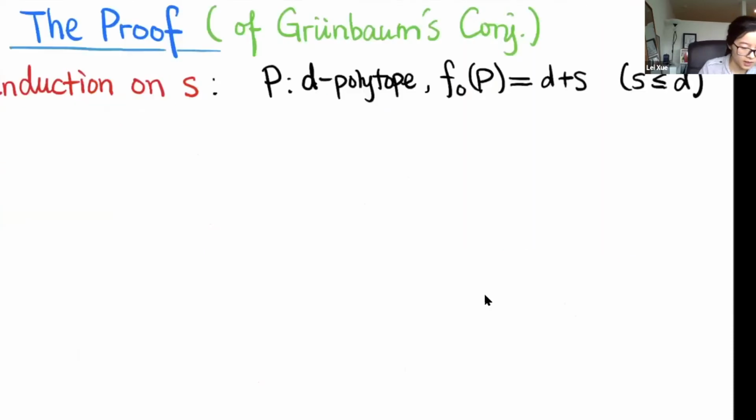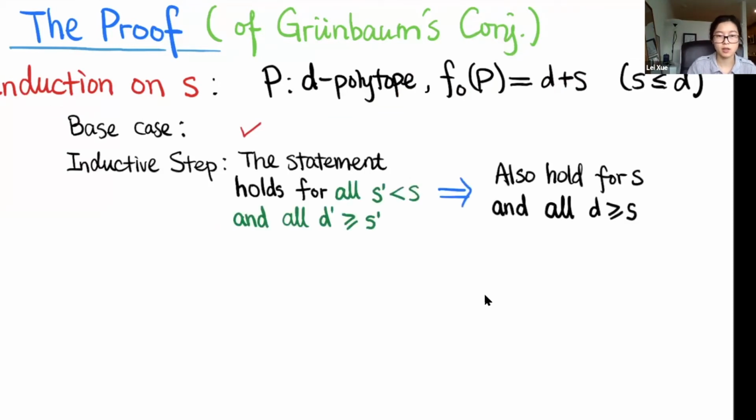Okay, now we can prove Grünbaum's conjecture, and it will be an induction on s, recalling that the number of vertices is d plus s. So the base case, or the first several cases, were done by Grünbaum. So all we need to show is that, assuming that the statement holds for all s prime, which is smaller than s, and all dimension d primes at least s prime, then it also holds for s and all d which is at least s.